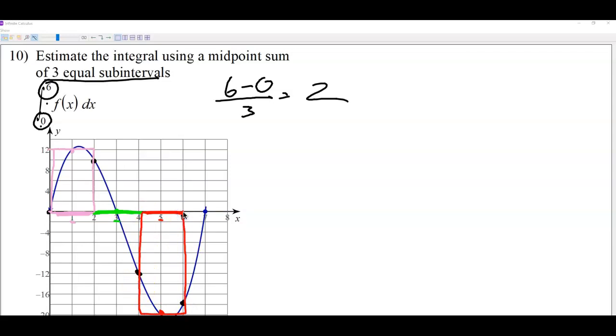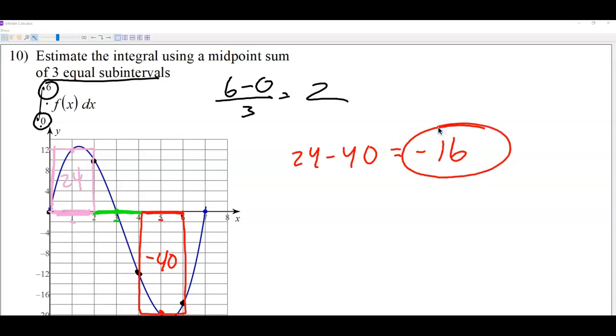And there's that one. So for the pink one, we have a base of 2 and a height of 12, which is 24. And for the red one, we have a base of 2 and a height of -20, so that's -40. And so when we put these together, it's going to be 24 take away 40, which is -16.